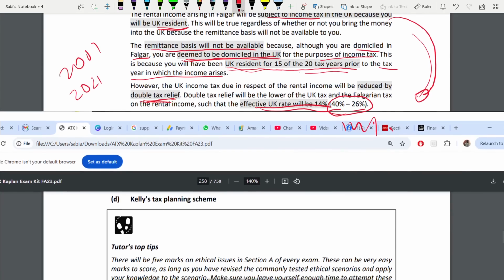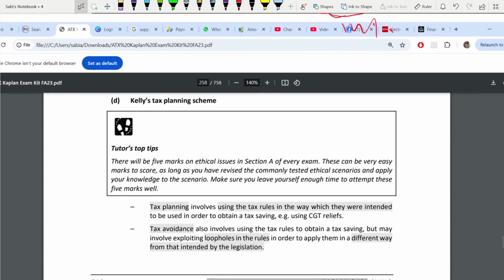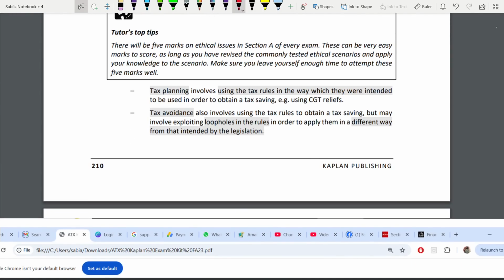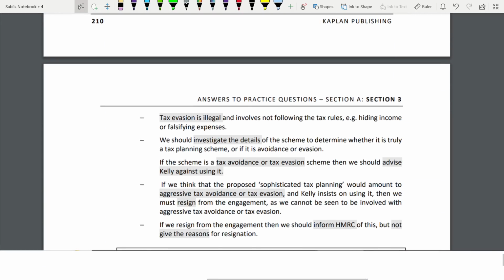Now, moving on to the last part, D. This is a tax planning scheme. You have to give 3, and this is an ethical question. Okay. So first we'll give 3. They told us to explain tax planning, tax avoidance, tax evasion, and the actions that you have to take. Tax evasion. In different paragraphs you can ask.